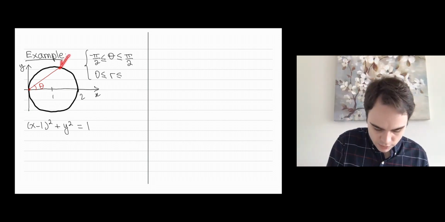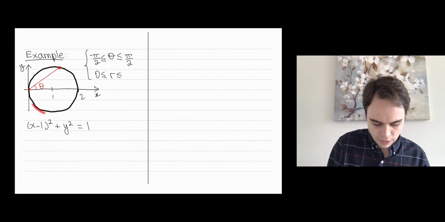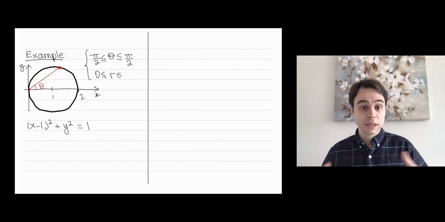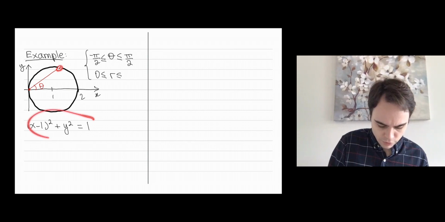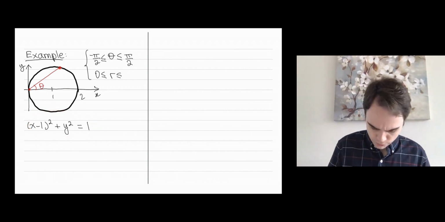So I need to know what r is given theta on the circle, since the r coordinate of this point depends on theta. Here I have an equation that relates x and y on the circle. To get what r is, I'm going to convert this equation to polar coordinates.